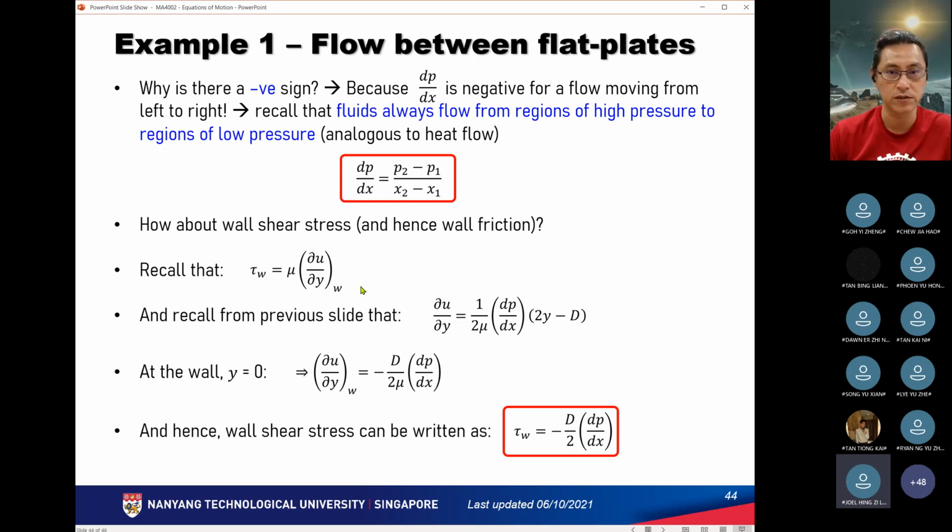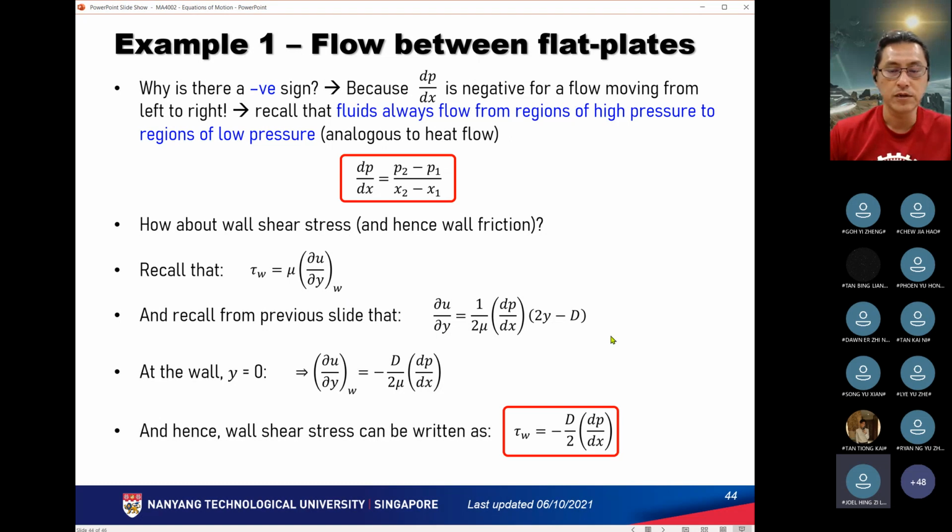Now, this is Newton's viscosity law. You might want to write it down. So we have wall shear stress, tau W, where W stands for wall. It's nothing but the product of dynamic viscosity mu and the velocity gradient, del u by del y, at the wall.